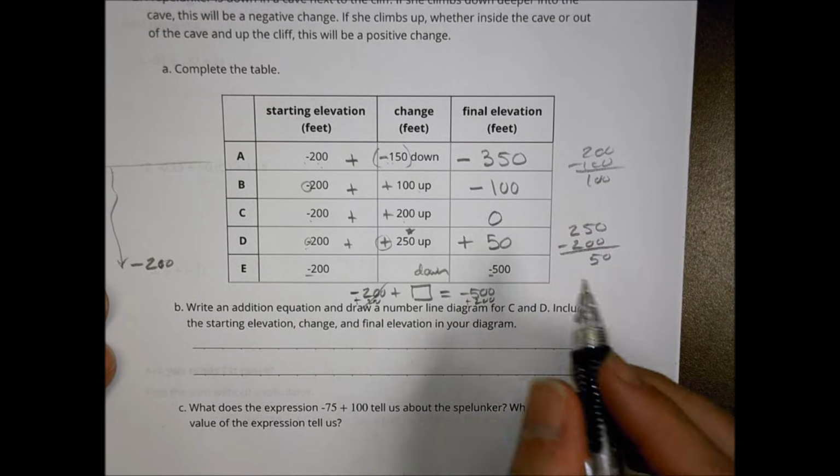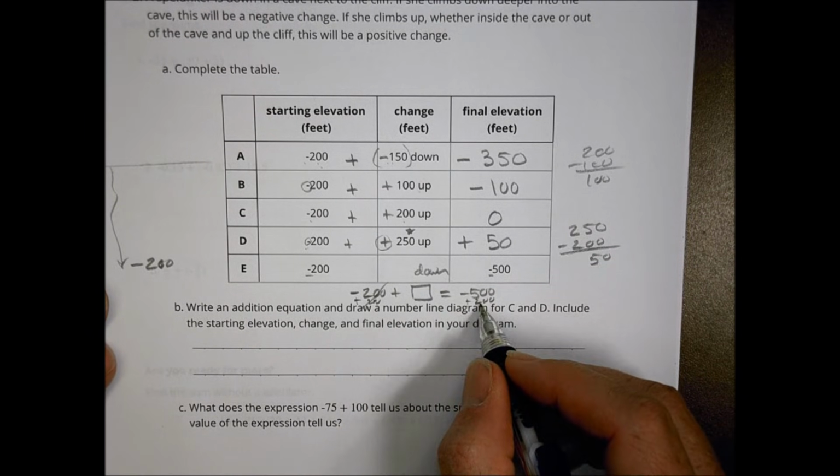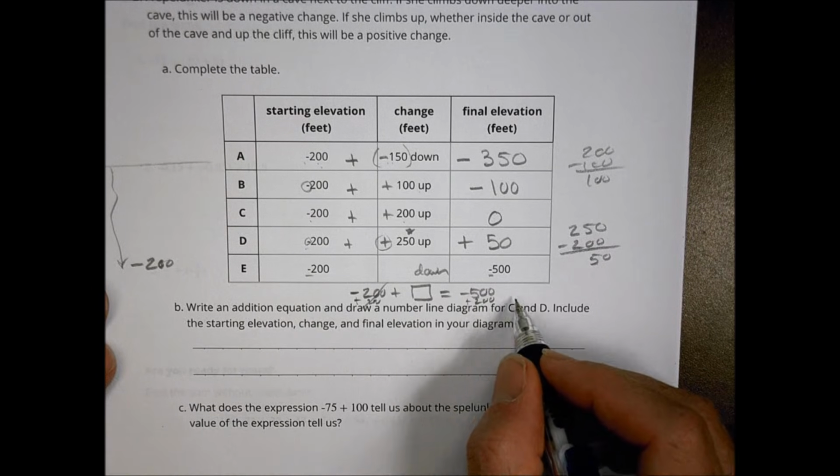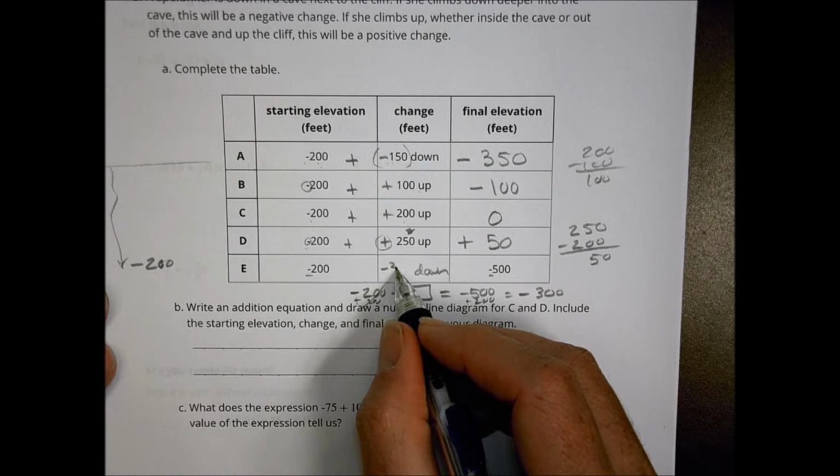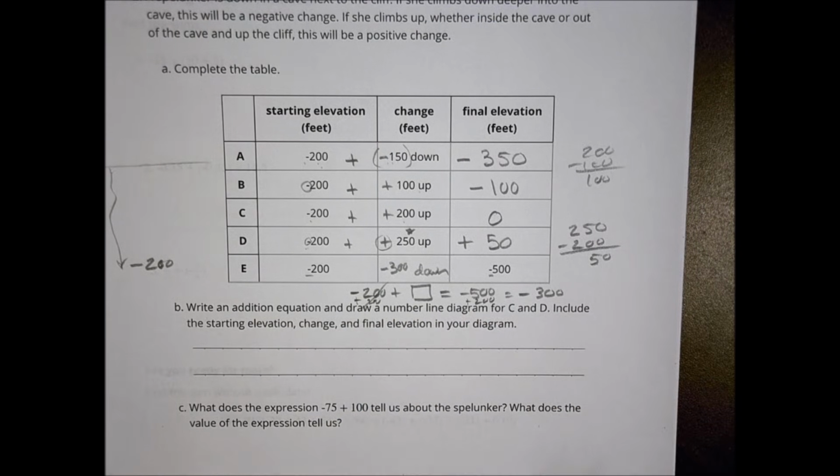And so my box value is going to be negative 500 and a positive 200, is going to be equal to negative 300, and that's how much additional descent we're going to have there. Alright, so that's our idea for the table.